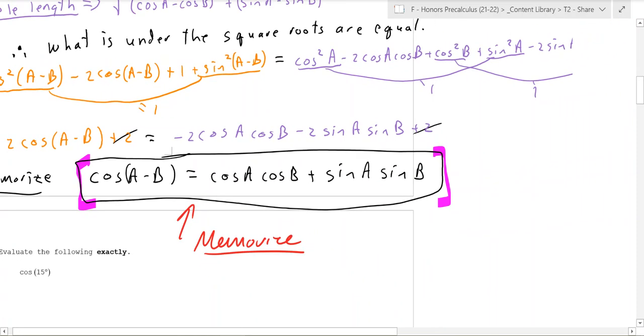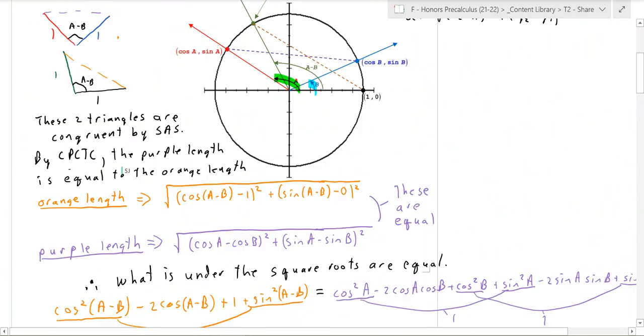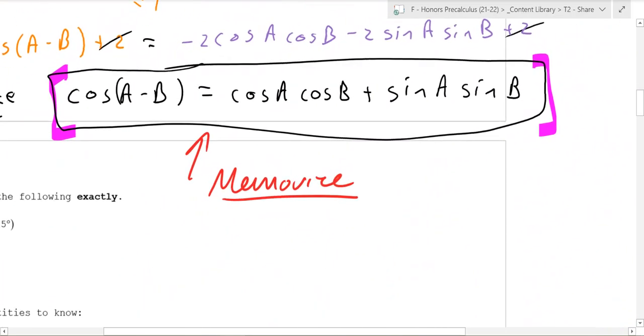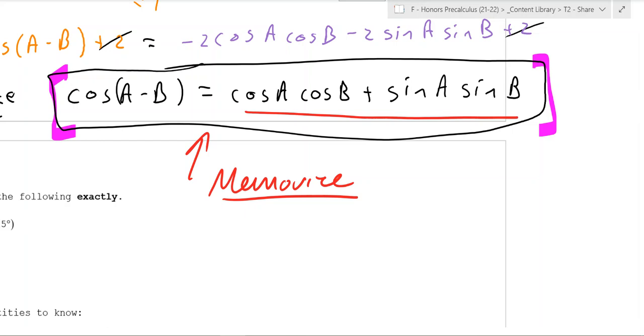And if you want to know where it comes from, you can go through this work that's on the page right here in your notes, but please, you have to memorize this. This tells us that cosine of A minus B is equal to cosine A cosine B plus sine A sine B. You have to memorize that. So how do you apply it?